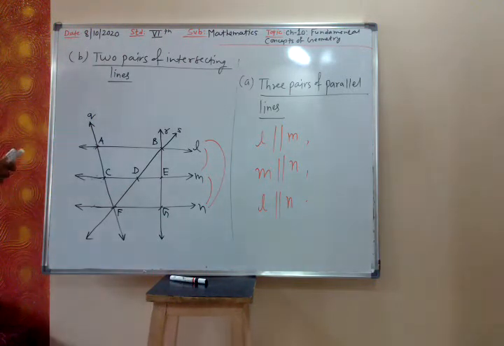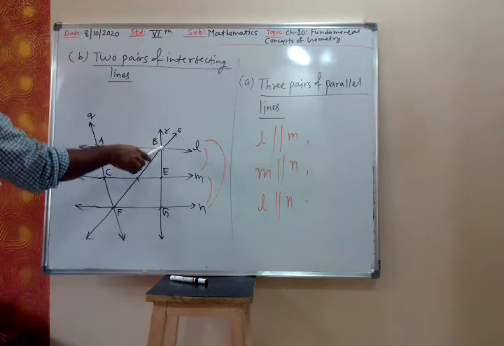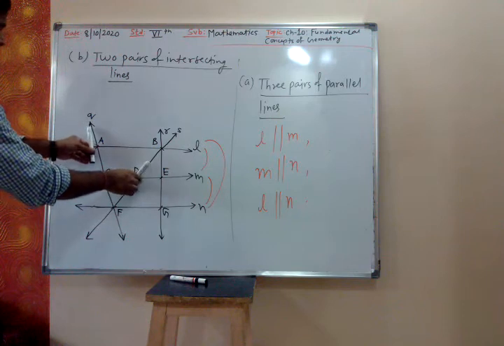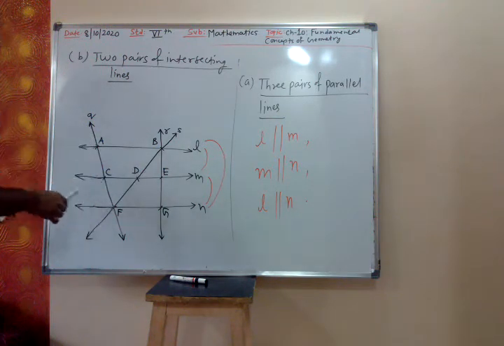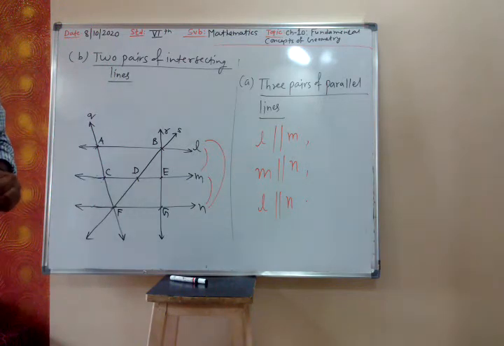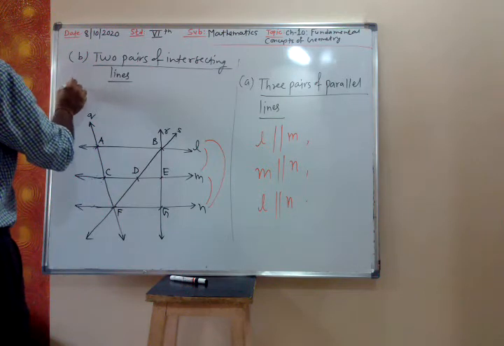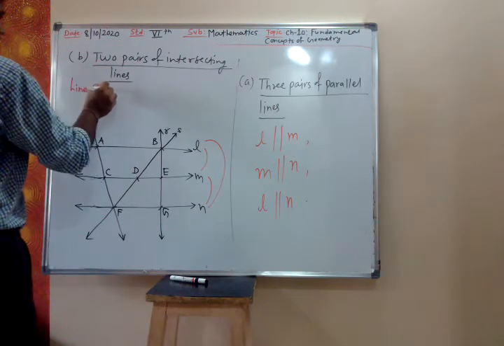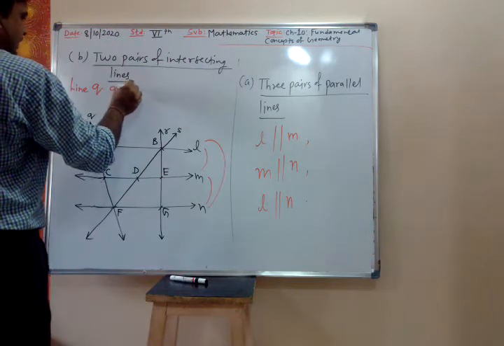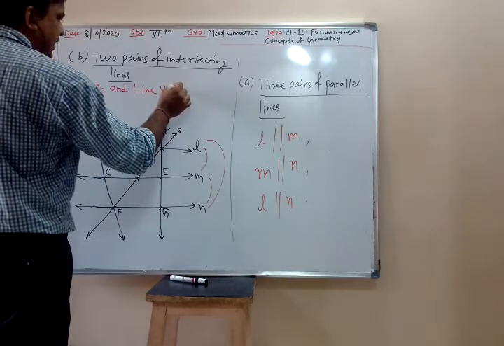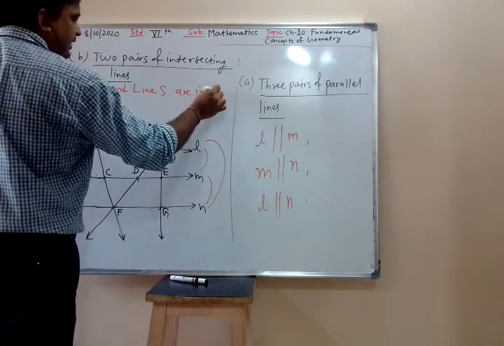Now see here. If you see this, the line Q and the line S cut each other at common point F. This is my Q, this is my S. They cut each other at common point F. Yes or no? Line Q and line S are intersecting lines.